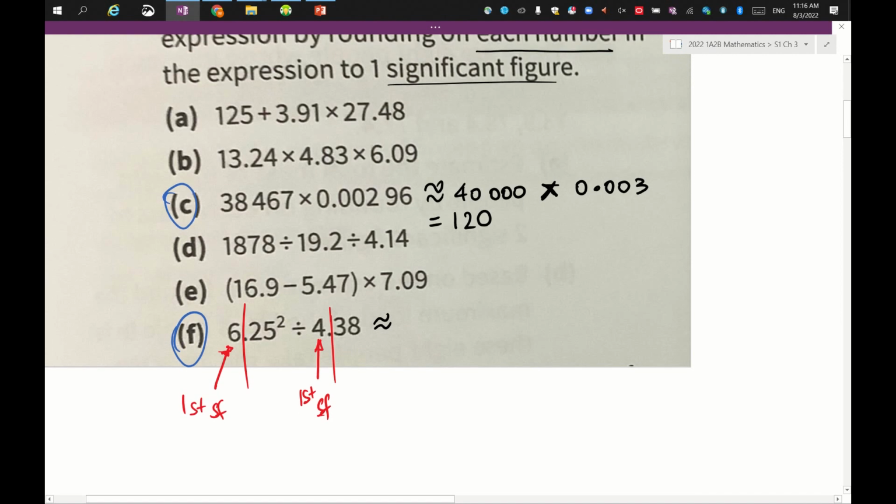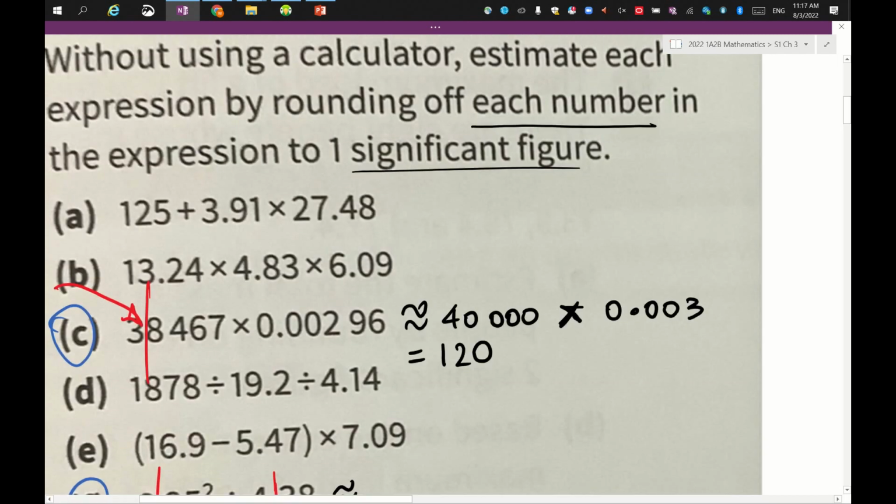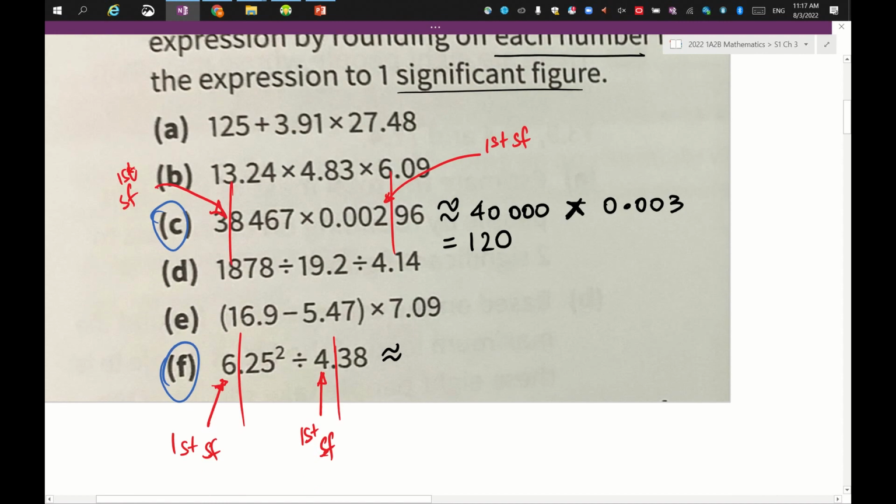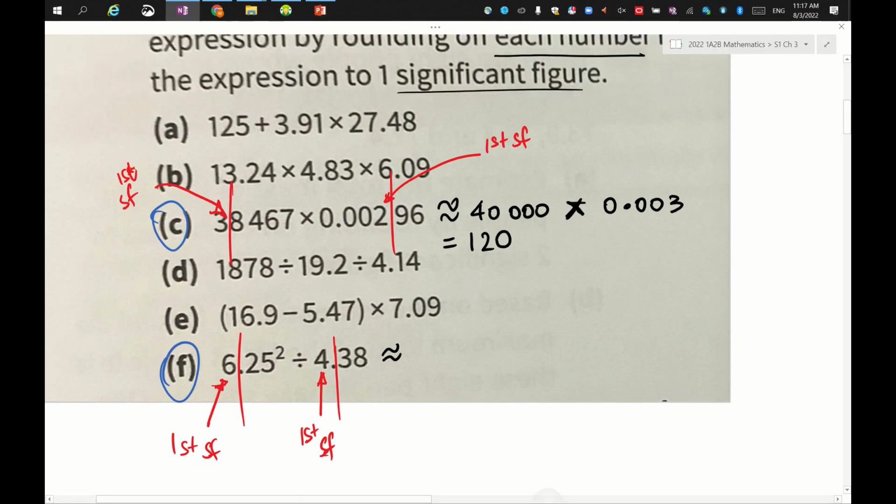So if you needed help for the previous case, this is my first SF. Draw a line over here, and then the first non-zero is the 2. This is the first SF, so draw a line over here. I hope this helps you if you need it. So carry on. When you round it off, it becomes 6 square. Don't forget the square. Divided by 4. So we get 36 divided by 4, which is simply 9. So first question done.